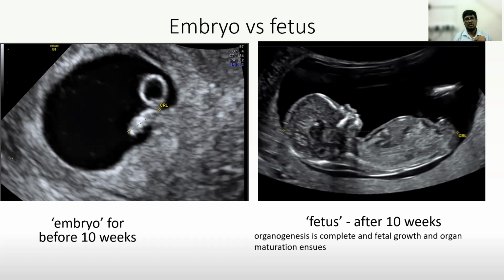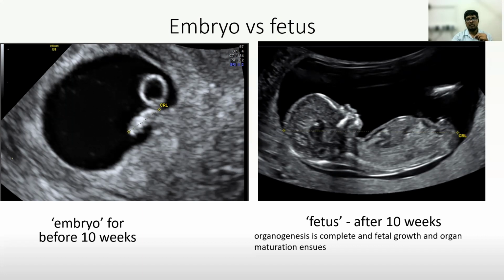Before we go into the basics, we should be very clear about the terms that we are using. So, what is an embryo and what is a fetus? As you can see on the left side, you can see a cylindrical structure, but we cannot make out which is the head end, which is the foot end, where is the heart. All those things are very difficult to assess in this picture. There is a big sac within which the structure is there, and there is another rounded structure. This is nothing but the yolk sac. Now, an embryo is the structure before 10 weeks of gestational age.